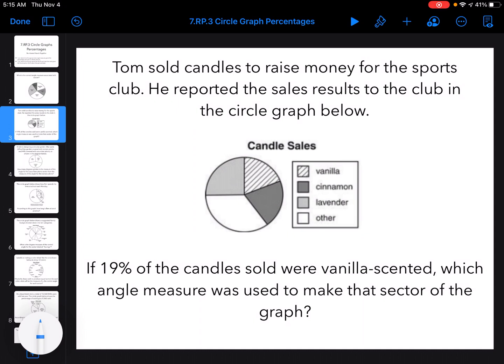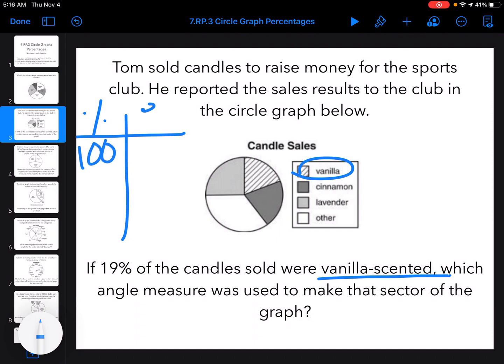Tom sold candles to raise money for the sports club. He reported the sales to the club in the circle graph below. If 19% of the candles were vanilla scented, so this color, which angle measure was used to make that sector of the graph? So I know that I have my percent, I have my degrees. I know 100% is 360 degrees. I know that I'm finding 19%.